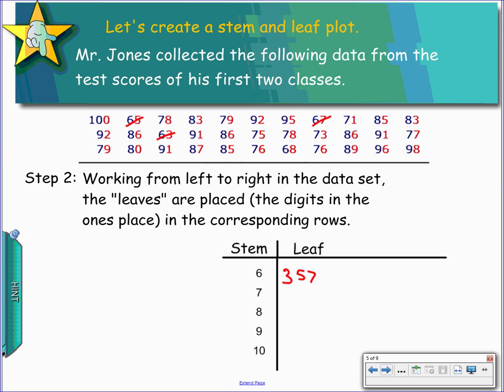Okay. Step 2. Step 2 is writing down all of the digits in our data set. Working from left to right, we're going to write our leaves. We put them in the corresponding rows. So let's go through. I'm just going to do one row here. 100, so that's 10 with a 0.